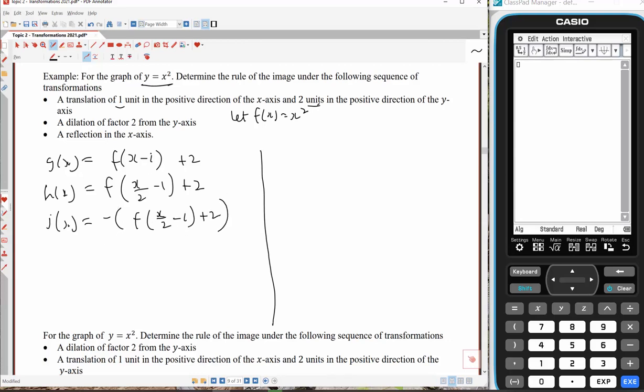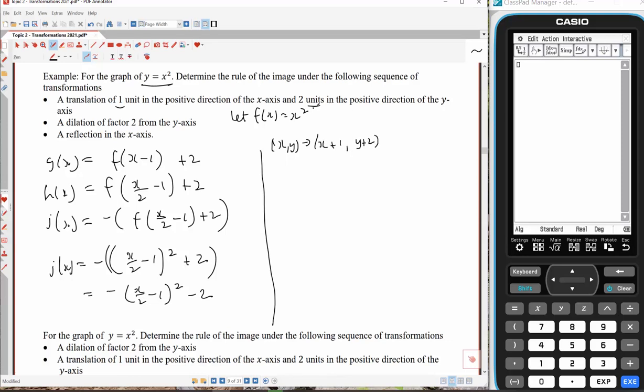Right, so now that we've got this, all we do is we just bang that into the function over here. So we say that j of x equals negative brackets x on 2, take 1, all squared plus 2, close brackets, like that. And that's going to be negative x on 2, take 1, squared, take 2. All right, so there it is via function. Let's do it via mapping. So x comma y maps to x plus 1, y plus 2. So that is the positive direction. That is the positive direction.